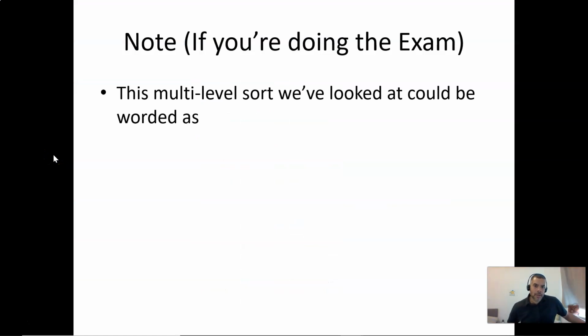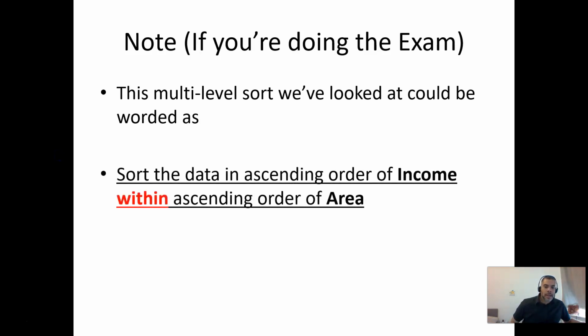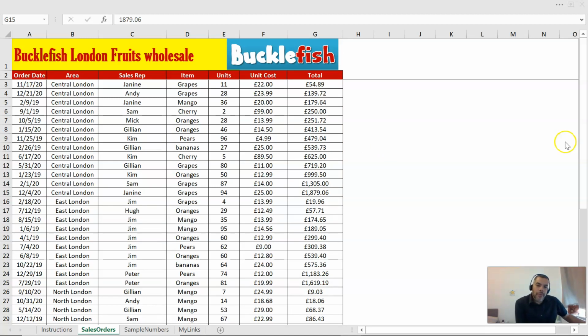If you're one of my learners doing the exam, the ICT exam, the multi-level sort tool will be worded like this. Sort the data in ascending order of income within ascending order of area. So what it means is that this is the key word here, within. The within word here is key because what's happening is that you're going to sort the information by area first, and within area you will add a level and insert it in order of income. Okay, so just recap on that. Okay, and what we mean by that is we sorted this data by area first of all, and within that we added a level and we sorted it by total.